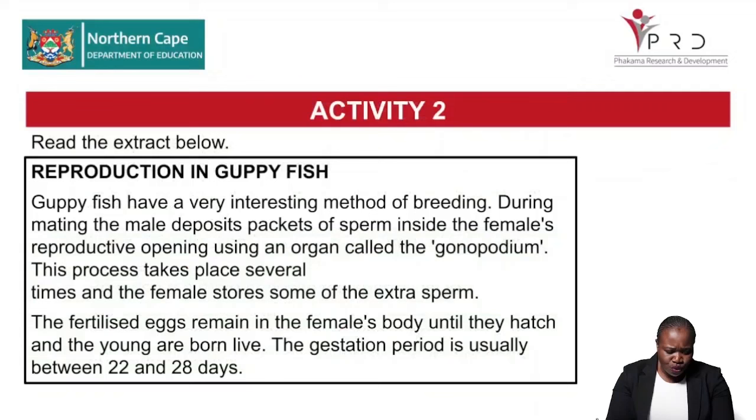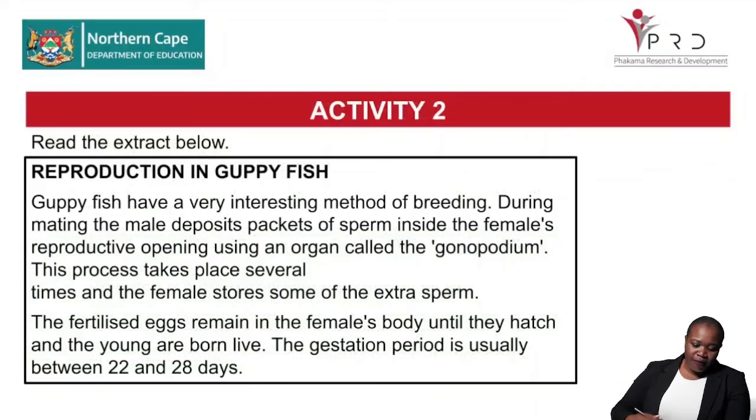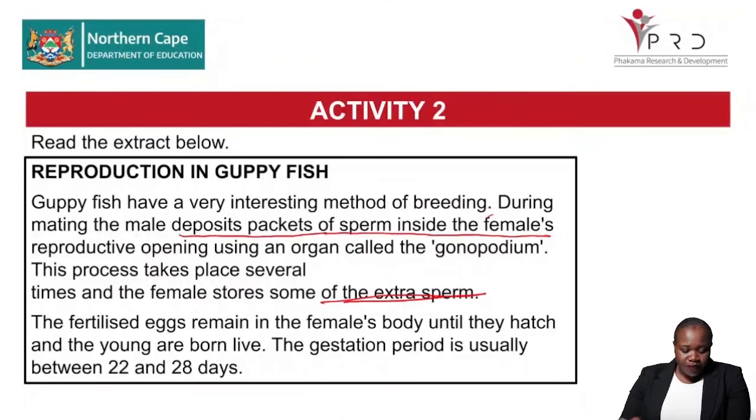Now let's have a look at activity 2. Read the extract below. Reproduction in guppy fish. The guppy fish have a very interesting method of breeding. During mating, the male deposits packets of sperm inside the female's reproductive opening using an organ called gonopodium. This process takes place several times, and the female stores some of the extra sperm. Right. The fertilized eggs remain in the female's body. Now, fertilized eggs, female's body, ovovivipary.